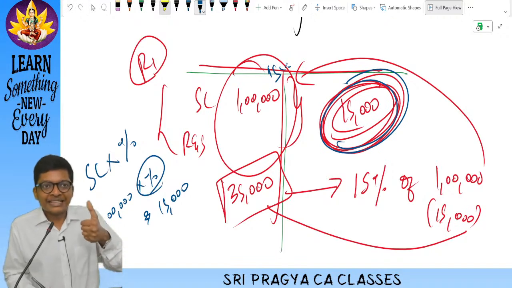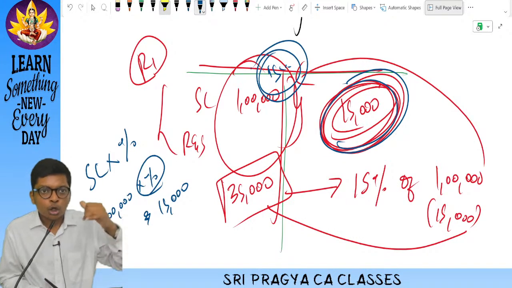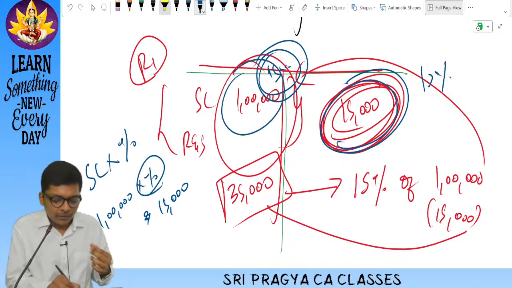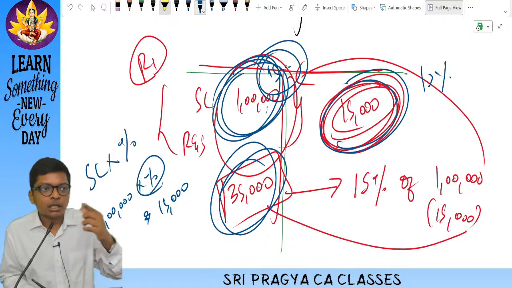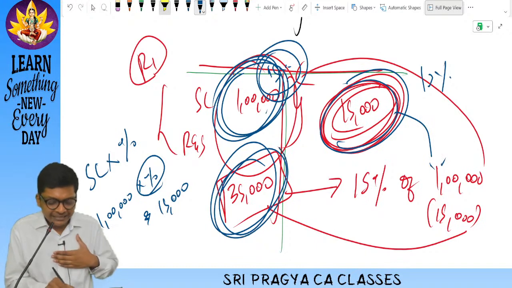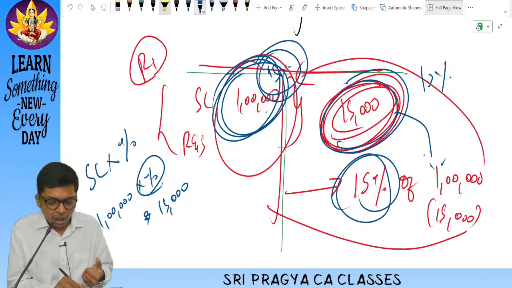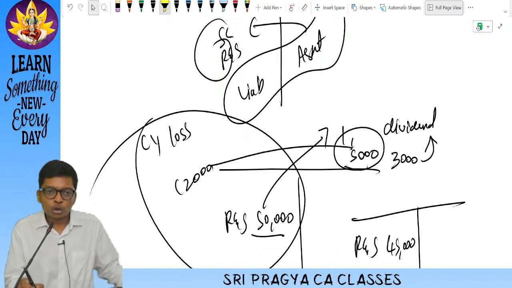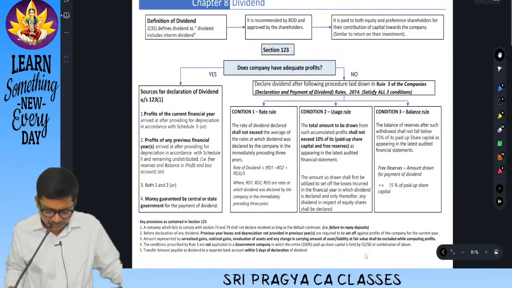So, rule 1 says the rate of dividend, 15%, should not exceed the average rate in the last years. Rule 2 says the maximum withdrawal is 10% of paid up share capital plus reserves. But after withdrawing, first adjust any current year loss or accumulated loss. Then after paying dividend, the balance in reserves, 35,000 here, should be at least 15% of share capital of 1 lakh. These are the 3 rules. We will again apply them in a different sum, guys.